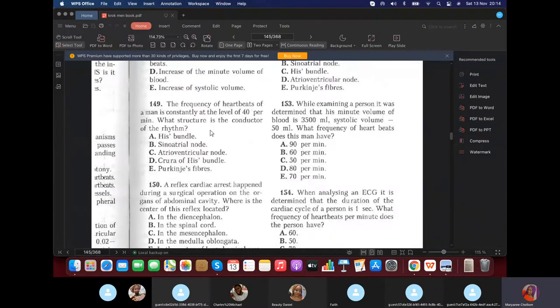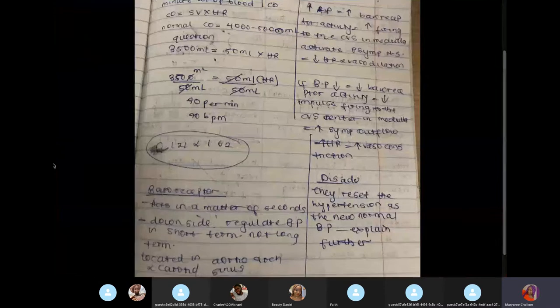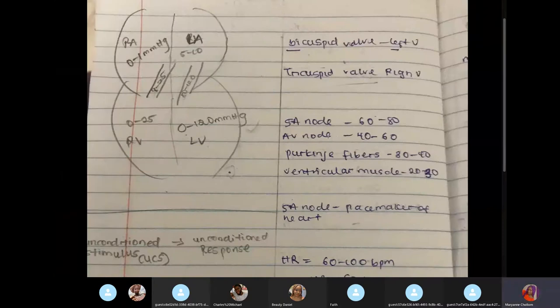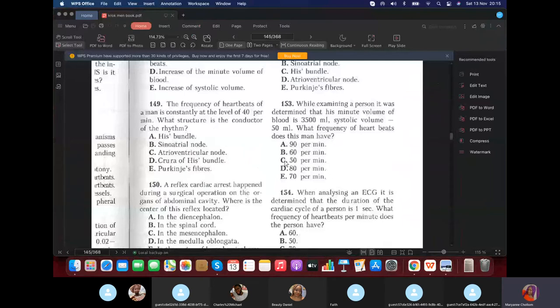149. The frequency of heartbeat of a man is constantly at the level of 40 beats per minute. What structure is the conductor of this rhythm? Of course, AV node, because from this place, I told you, 40 to 60 is what? No, sorry, this must be 59. Okay, correct, it is 59, not 60. AV node is 60 to 80. Purkinje fibers is 30 to 39. So that's why the answer is AV node.